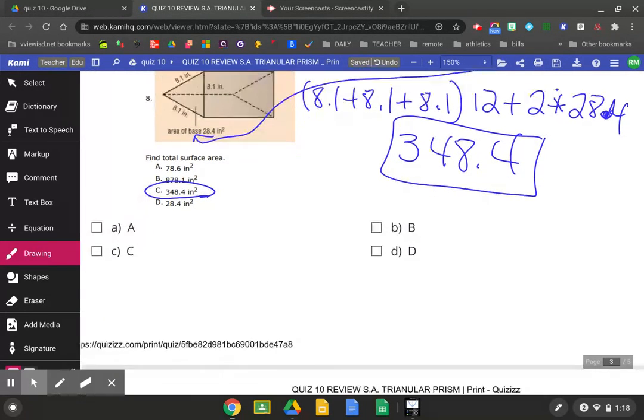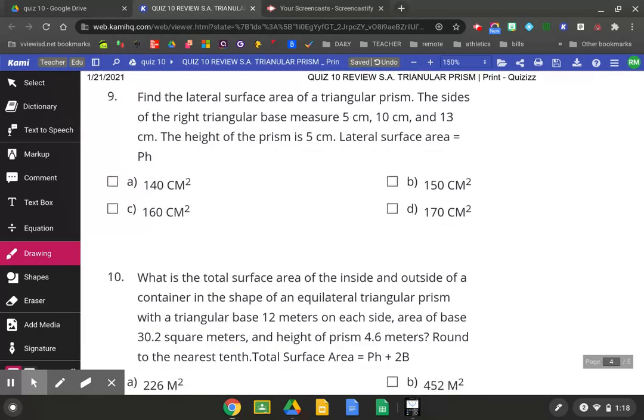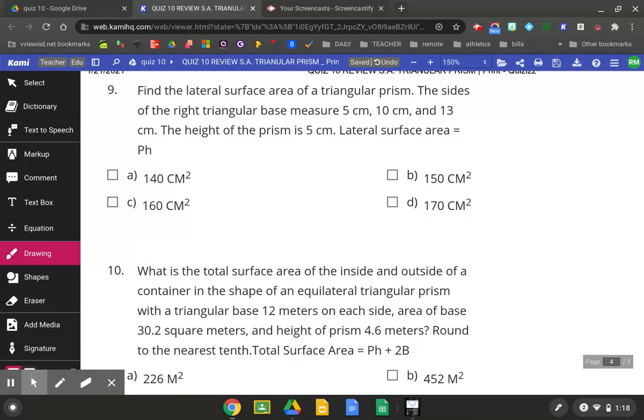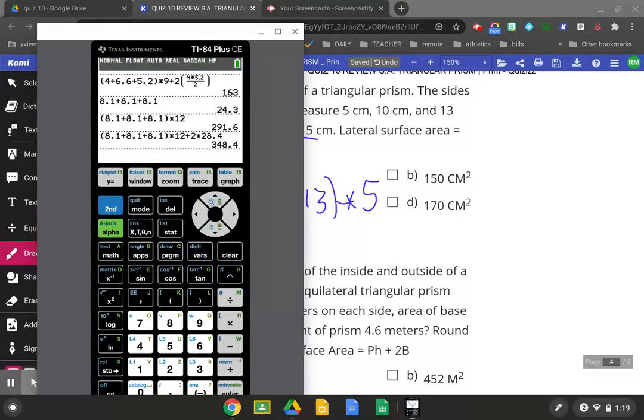All right, let's go to number 9. It says find the lateral surface area of a triangular prism. The sides of the right triangular prism measure 5, 10, and 13 centimeters. The height of the prism is 5 centimeters. So that's your prism height, right? On this one, we can just get started because they gave us the sides. So you're just going to add the sides. It'll be 5 plus 10 plus 13, and then we're going to multiply that by 5. And that gets us our answer.